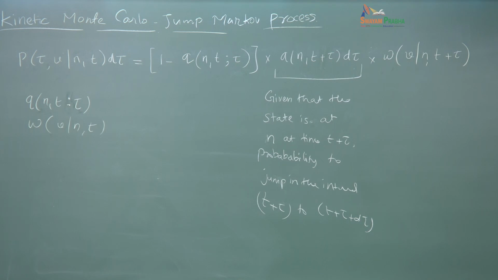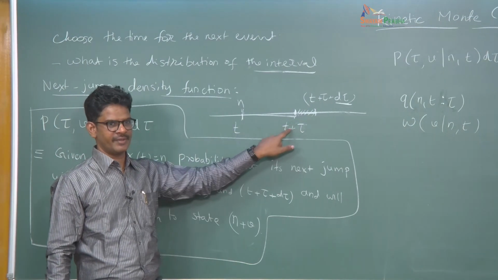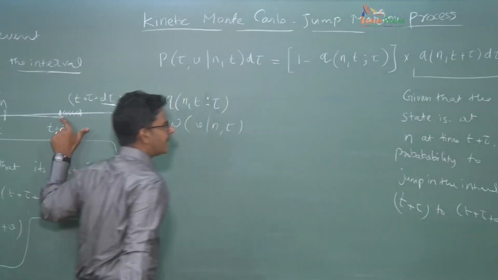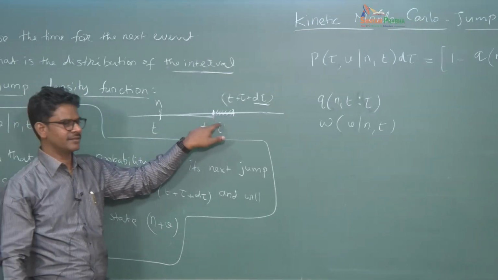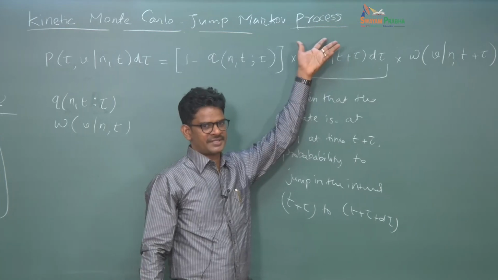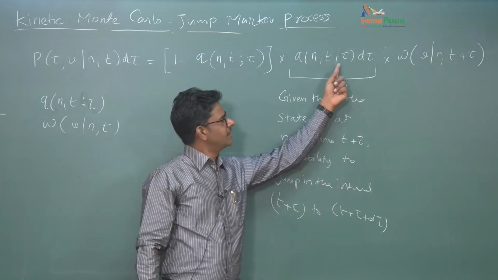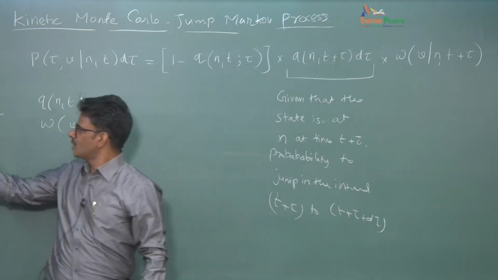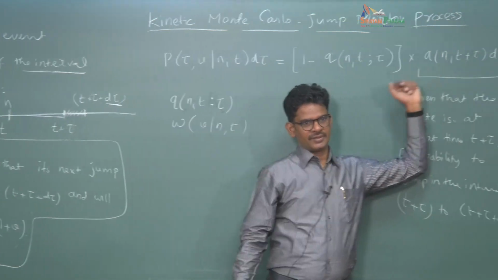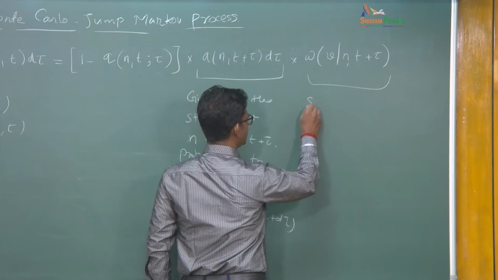Look, the system remains in the same state all the way from t to t plus tau because nothing has happened. So that's why this function a is defined at t plus tau. Still the state is n. You see, the state is still n even though the time has gone to t plus tau because nothing has happened. Now we are asking, in the time interval t plus tau to t plus tau plus d tau, in that small time interval, what's the rate it will jump? That is this.